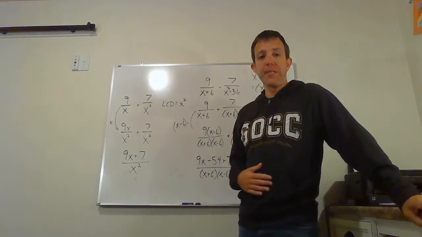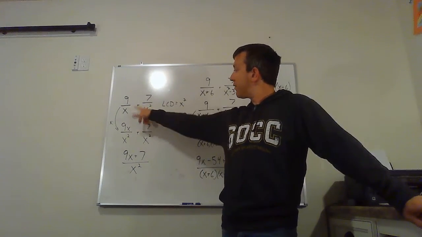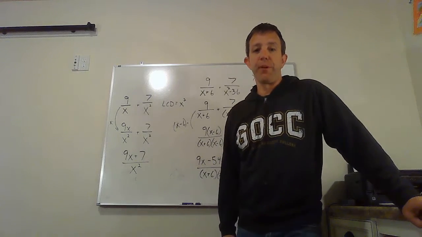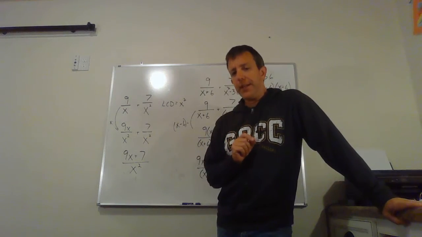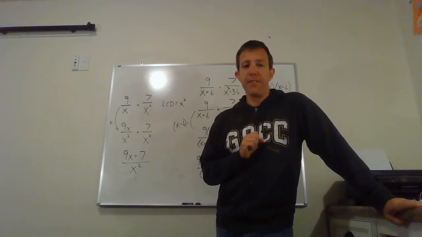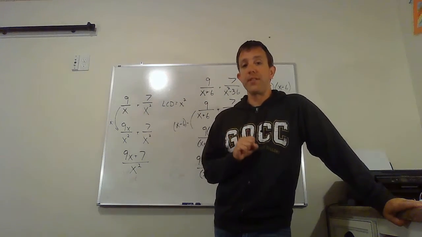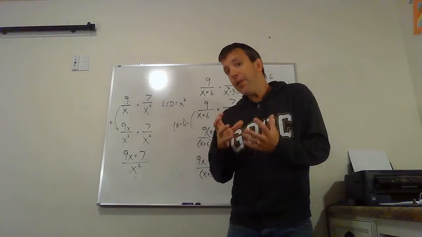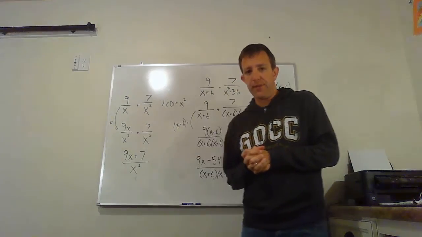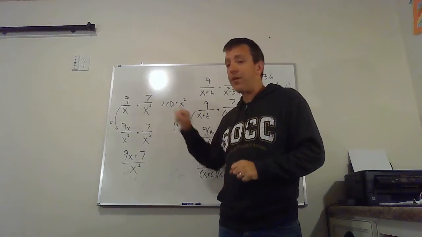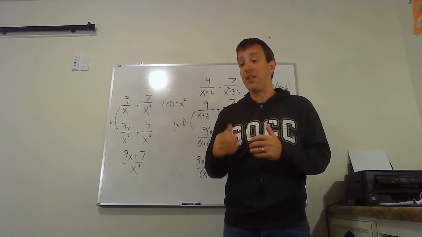Okay, so I have two more examples here for you. 9 over x plus 7 over x squared. So importantly, the denominators here are obviously different, right? One is an x, one is an x squared. But here, they're made up of the same kinds of things, right? X squared, we talked about this a little bit earlier in the video, is just x times x.